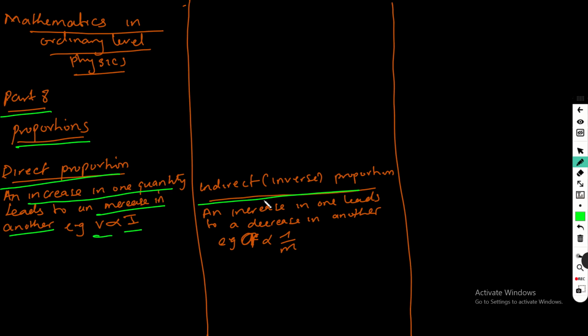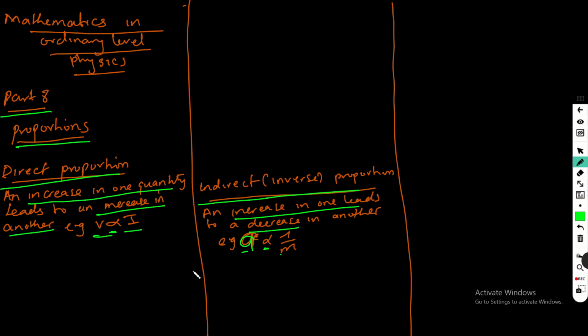Now, inverse proportion means an increase in one quantity leads to a decrease in another. So if I say acceleration is inversely proportional to mass, look at the way they are writing it. A is inversely, so it's 1 on M. This sign means proportion. So when you say inverse, it means 1 over; when you see direct, it's just like this. So inverse means 1 over that quantity. So if I increase A, I'm reducing M.